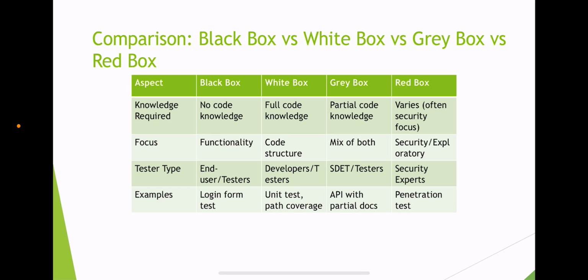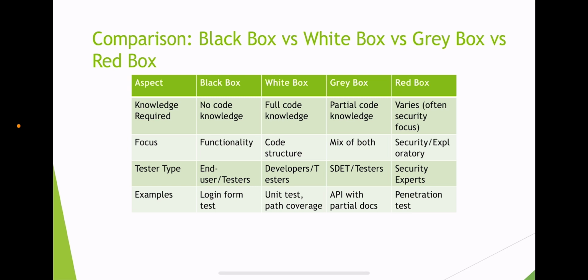So the next aspect is focus. Black box is focused on the functionality, white box is focused on the code structure, gray box is focused on both, functionality as well as code structure, whereas red box testing generally focuses on the security of the application. The third aspect is tester type. Generally, black box testing is done by end users or testers. White box testing is done by the developers. Gray box is done by the SDET or the testers, and red box is done by security experts.